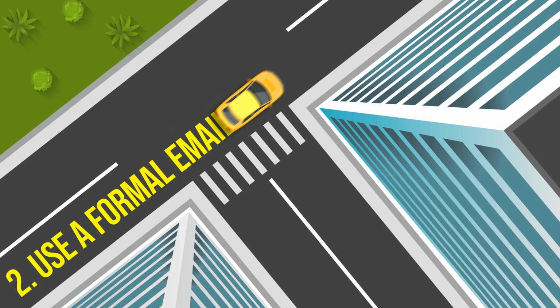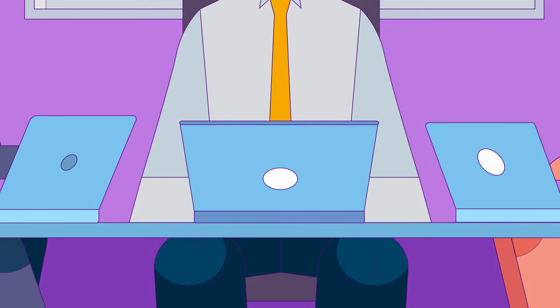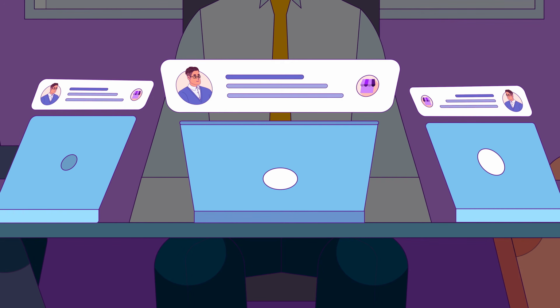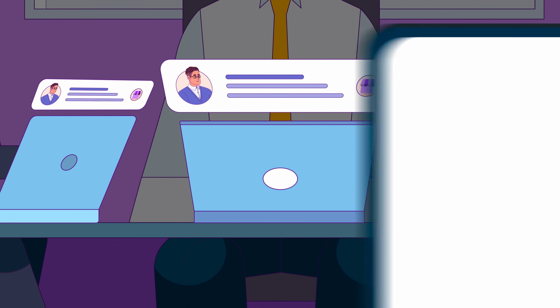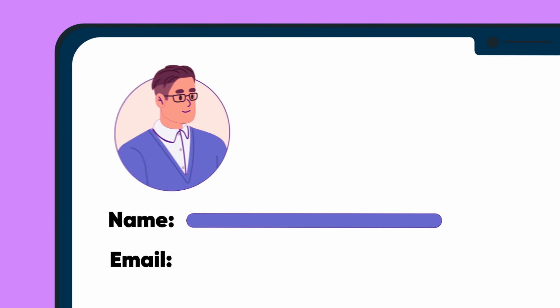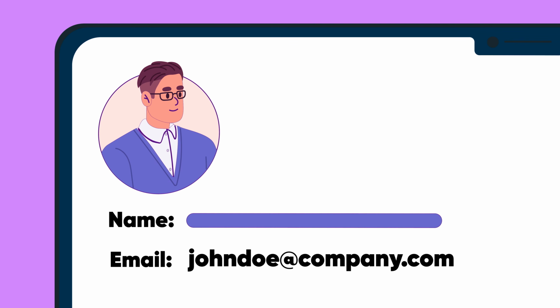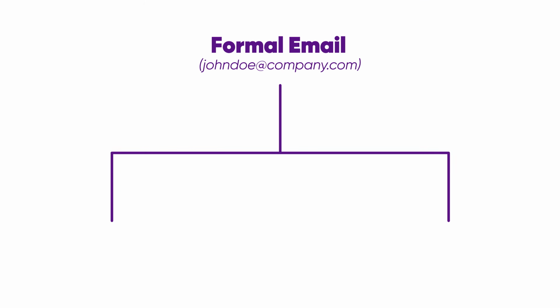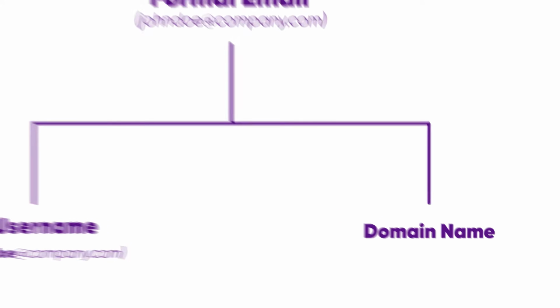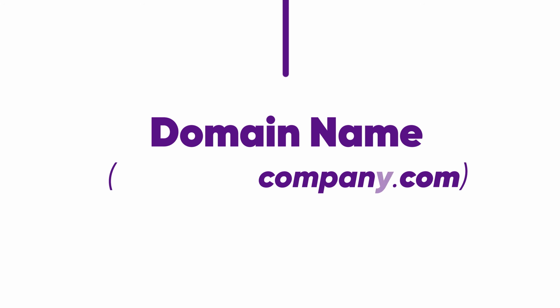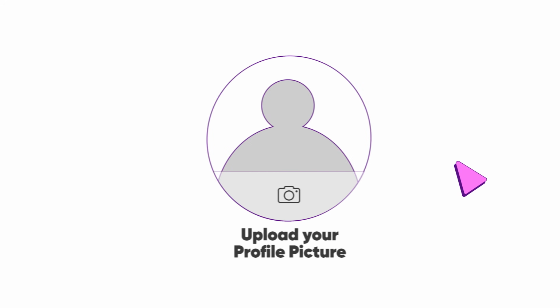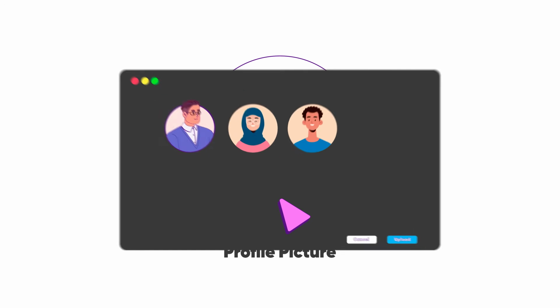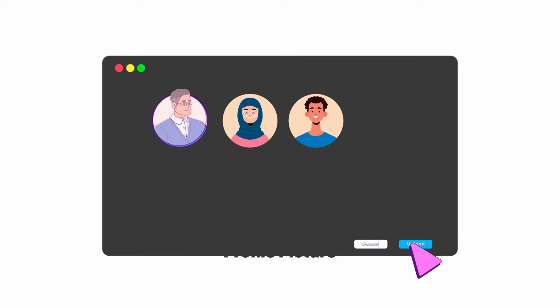Use a formal email address. The only thing the receivers of your business emails will know about you is your company. So, always use a professional email address when sending a business email. A formal email has two parts: a username and your domain name. It's best to put your domain name after the @ and username as the username. Also, don't forget to customize your account. Upload a profile picture and make it human.